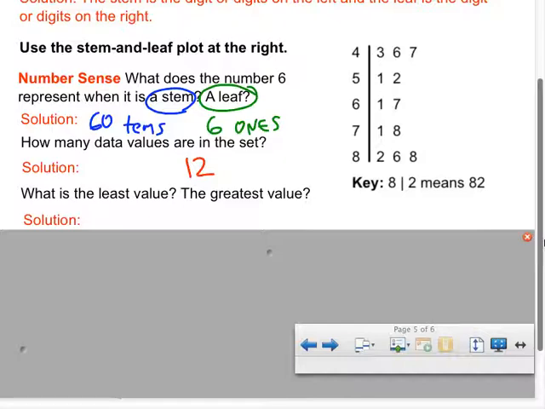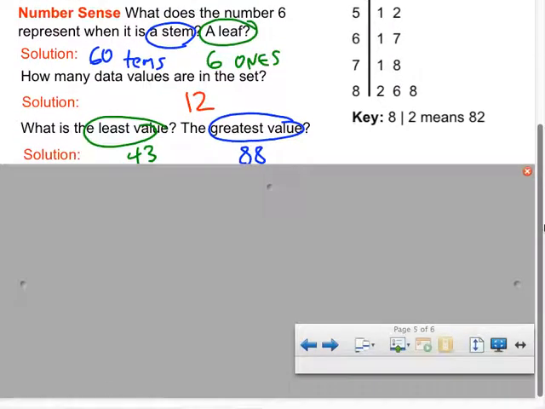What is the least value in the set? The least value. Yes, Jeremy. 43. Very good. The least value is 43. And Jeremy, can you tell me what the greatest value is? 88. The greatest value is 88. Very good. Now, the last problem for you guys to complete.